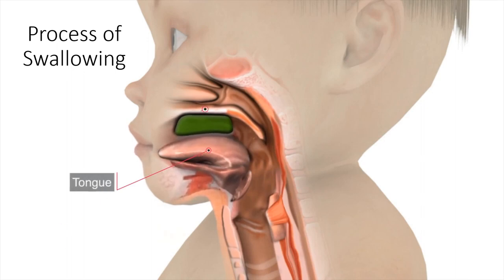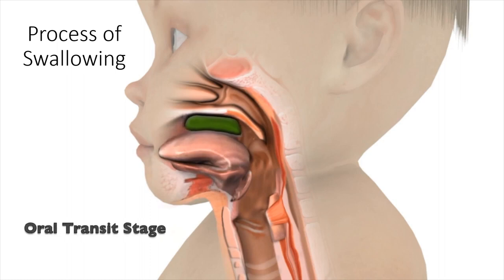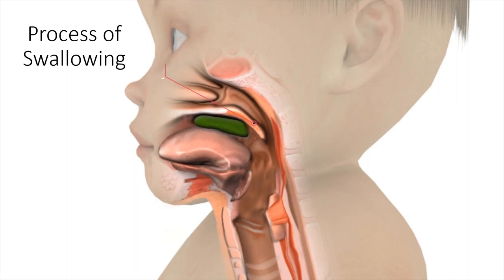Okay, so now we have four different stages for the process of swallowing. Okay, the first one is the oral preparatory stage, followed by the oral transit stage, pharyngeal stage, and the esophageal stage. Here in the oral preparatory stage, the food is formed into a ball, okay, or bolus, with the help of the tongue and saliva. So after this, we have the oral transit stage. Here, the food or the bolus is pushed superiorly and backwards to the undersurface of the palate.